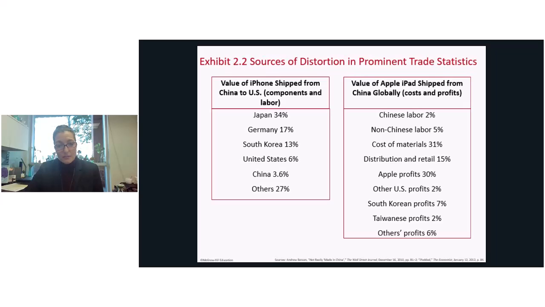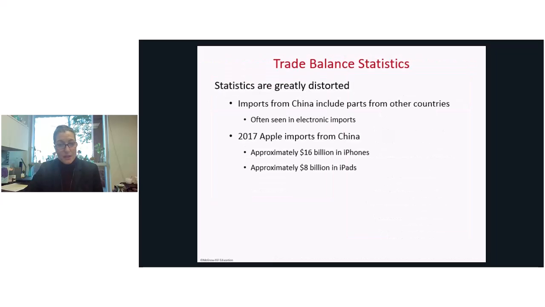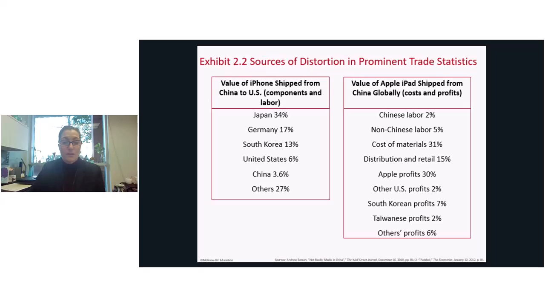Sorry, I just want to go back to that previous slide. 2017, this is what Apple imports from China. Approximately $16 billion in iPhones and approximately 8 billion in iPads. So that means that Apple is manufacturing in China and bringing that into the US. Okay. Just wanted to check that point.